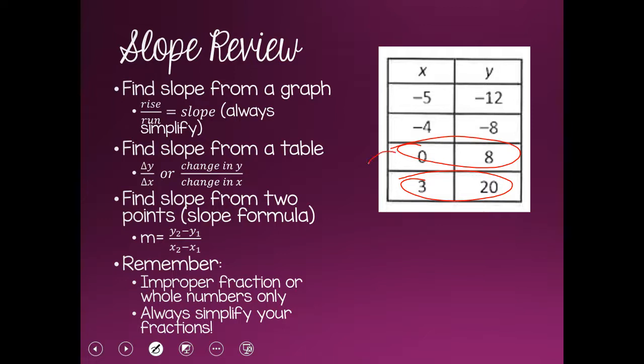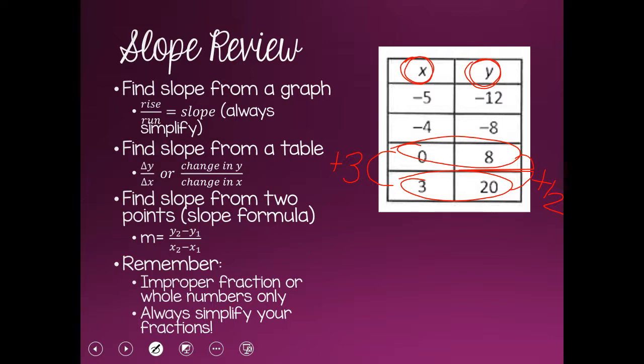So from 0 to 3, I add 3. So that's my change in x because this is the x values. Now from 8 to 20, I add 12. Now this is my change in y because these are my y values. Remember, the y always goes on the top when you're doing slope. It's always y over x.